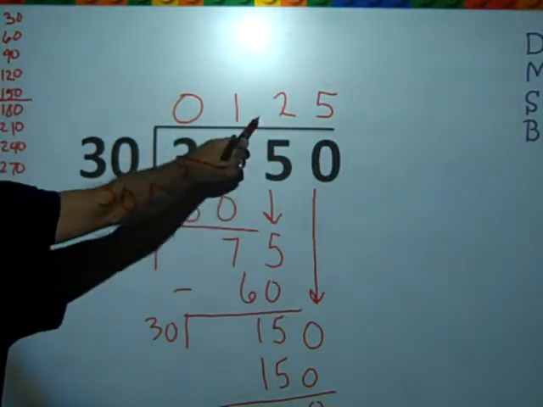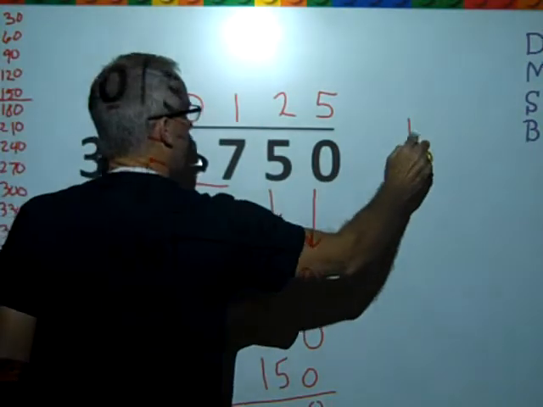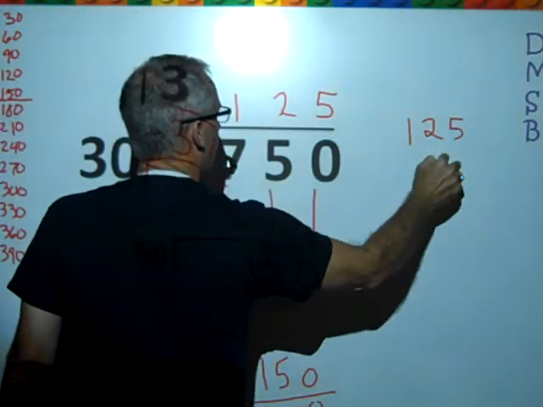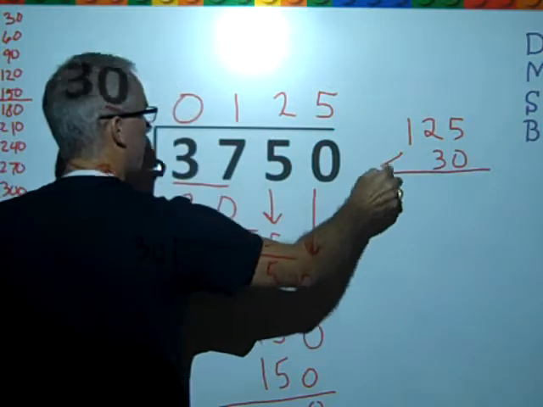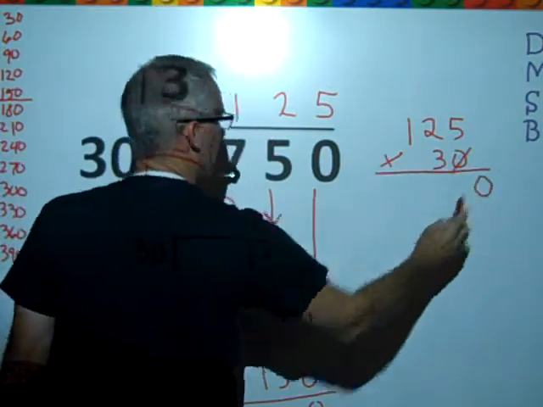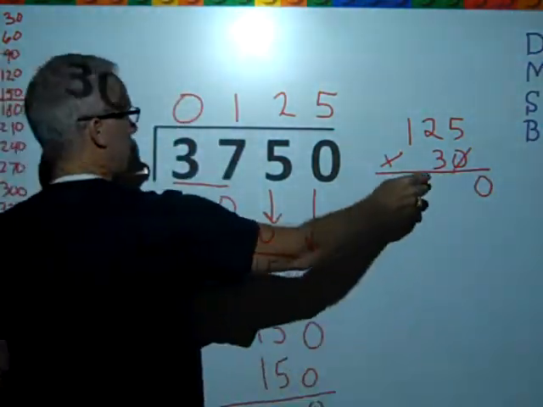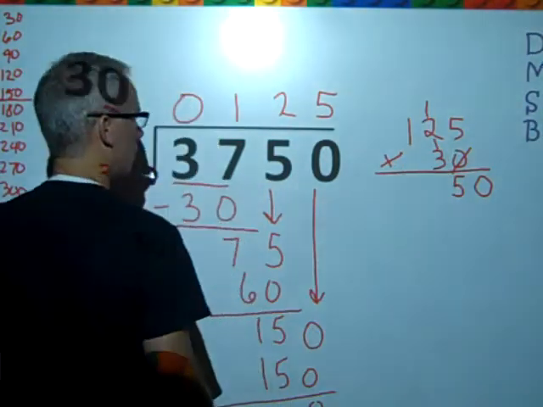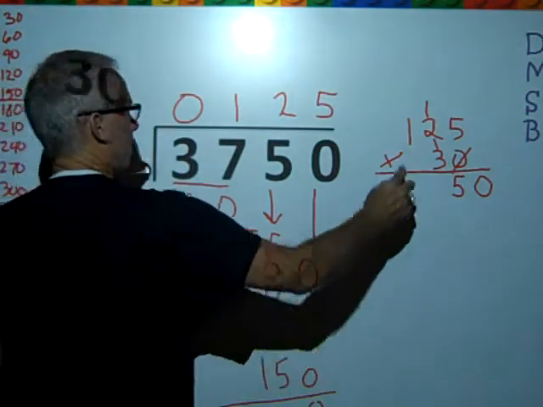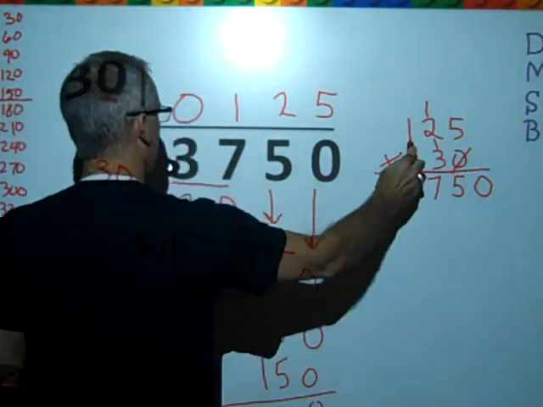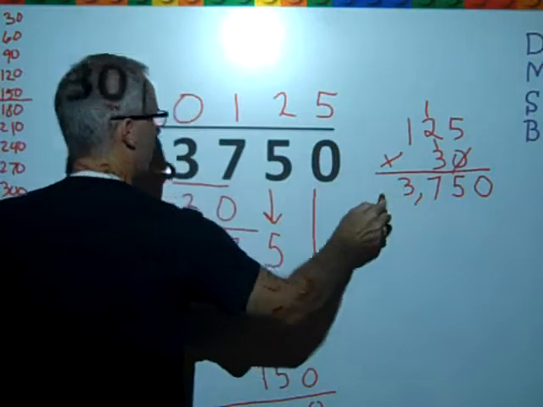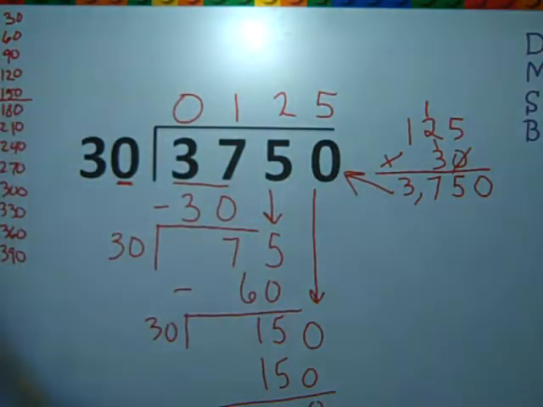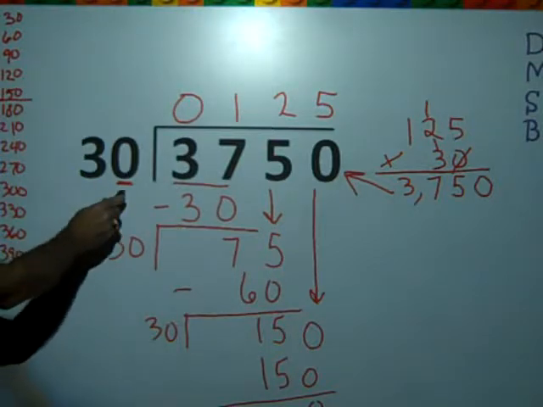So let's check that. 125 times 30 will give me my dividend. It should. Remember, I'm multiplying by a 0, so I just slap the 0 on the end, and then multiply by the tens place. 3 times 5 is 15. 3 times 2, 6, plus 1, 7. 3 times 1, 3. 3,750 is my correct answer. Alright? Nothing changed. Same process. I'm just using a larger divisor.